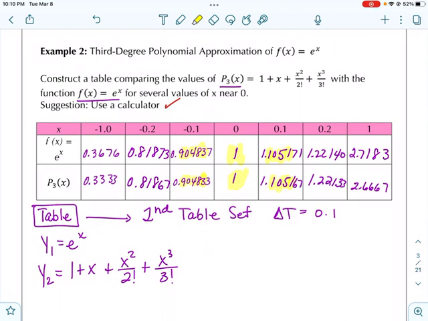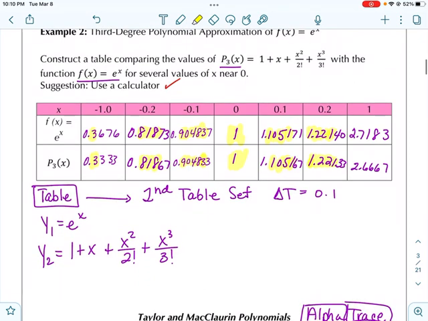And then at negative 0.2, you have 0.818, and you lose the convergence of the decimal places. Further away at negative 1, you can see you've only got a tenth convergence. So you have 1.221 here at 0.2. And then at 1, you lose that convergence. Here you have 2.71, and here you have 2.66. So as you get further away from the center of your Taylor polynomial, you lose the accuracy of the approximation.